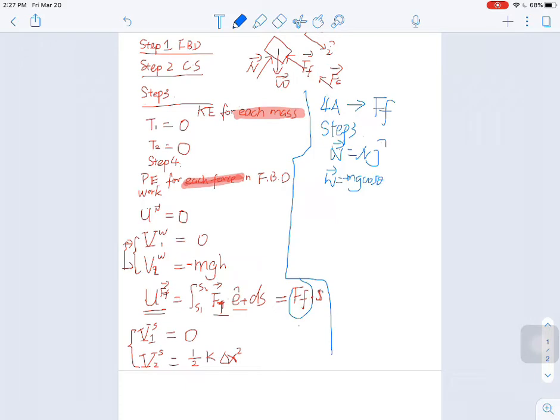negative mg cosine theta j plus mg sine theta i. That's i. And you have 2 more forces: FF equals negative Ff in the i direction. Oh, that's F. We also have a spring force, F spring equals negative Fs. What direction? i direction.